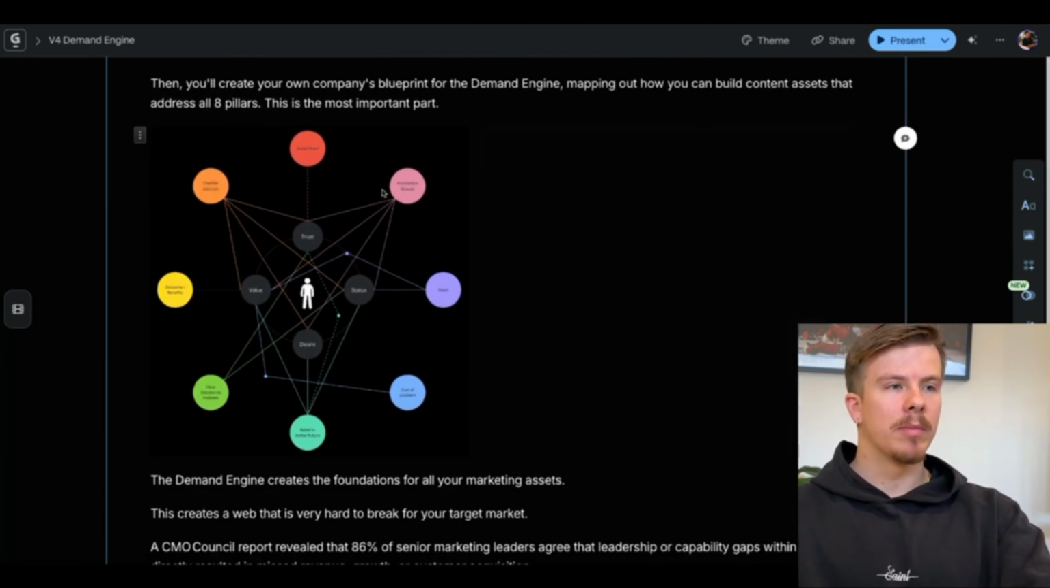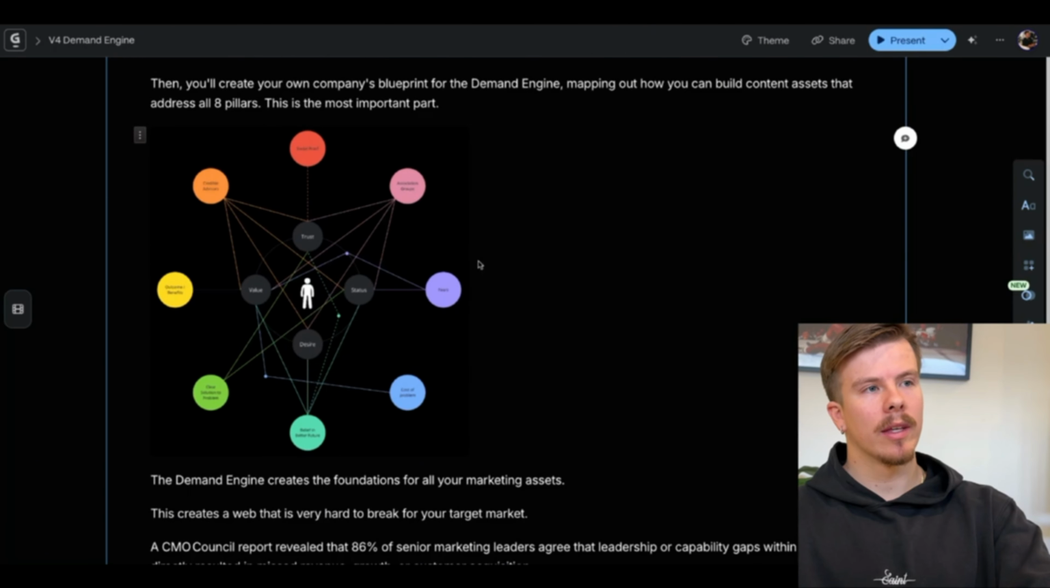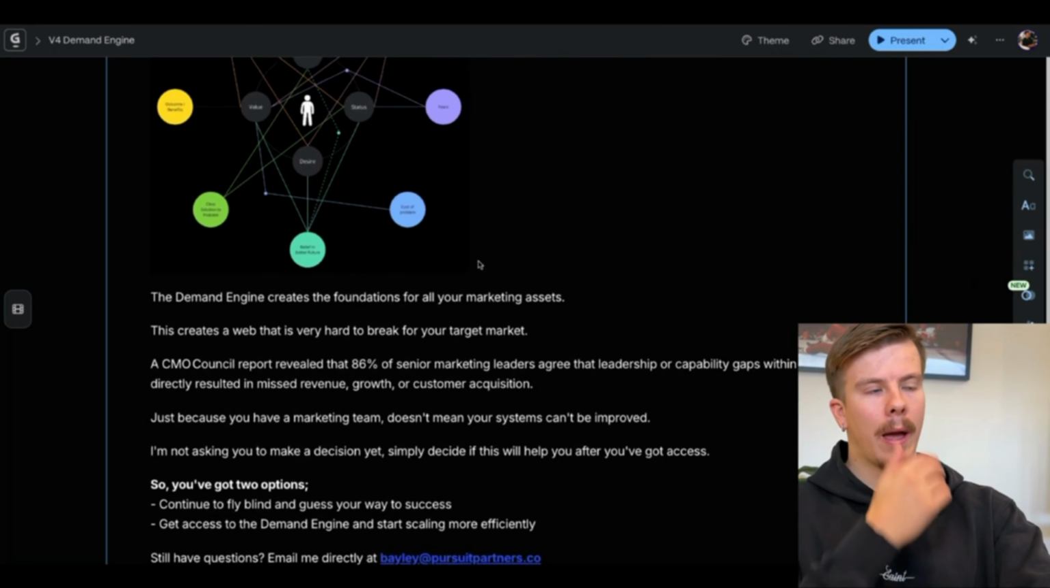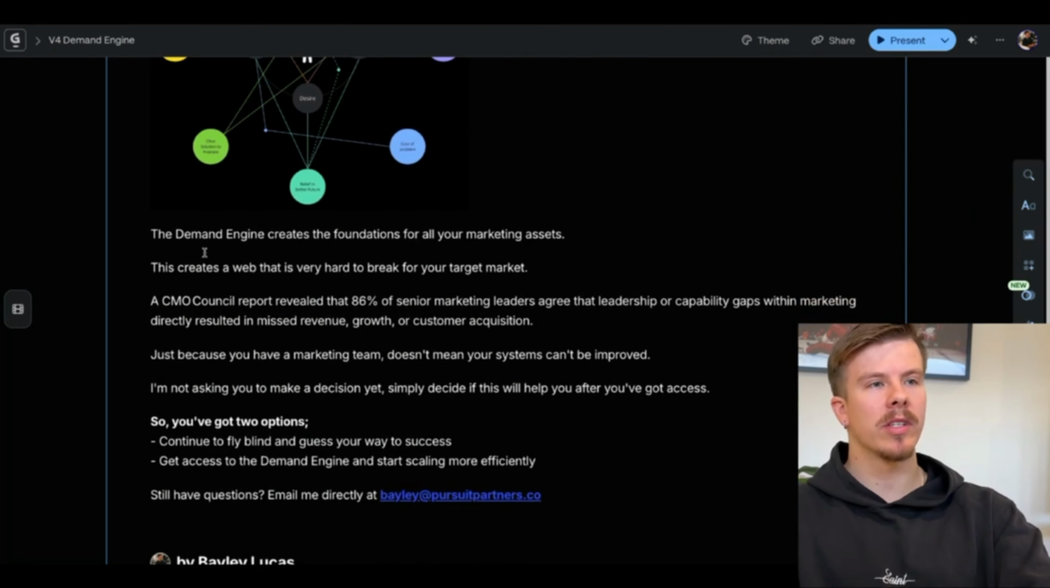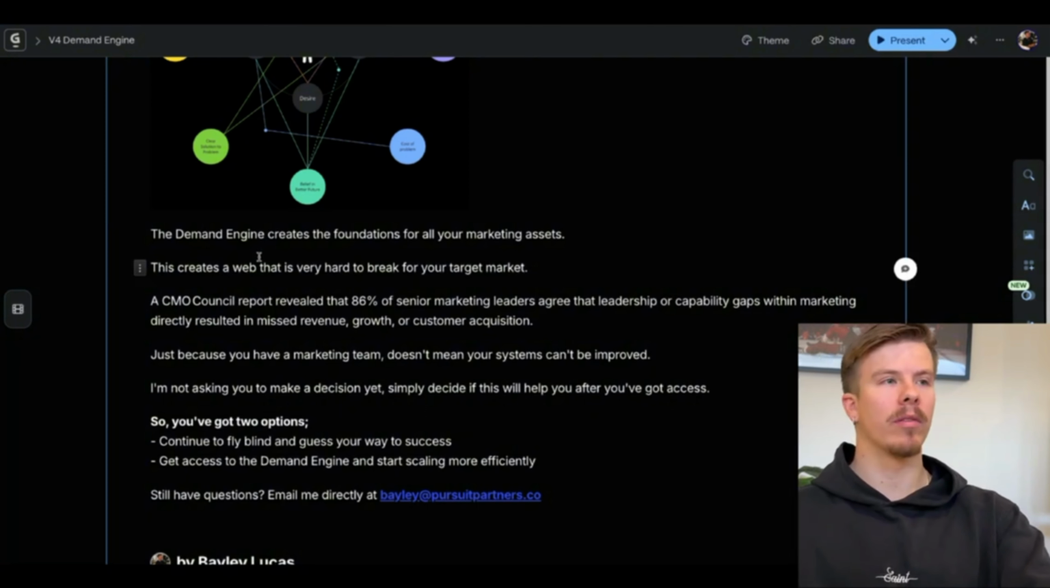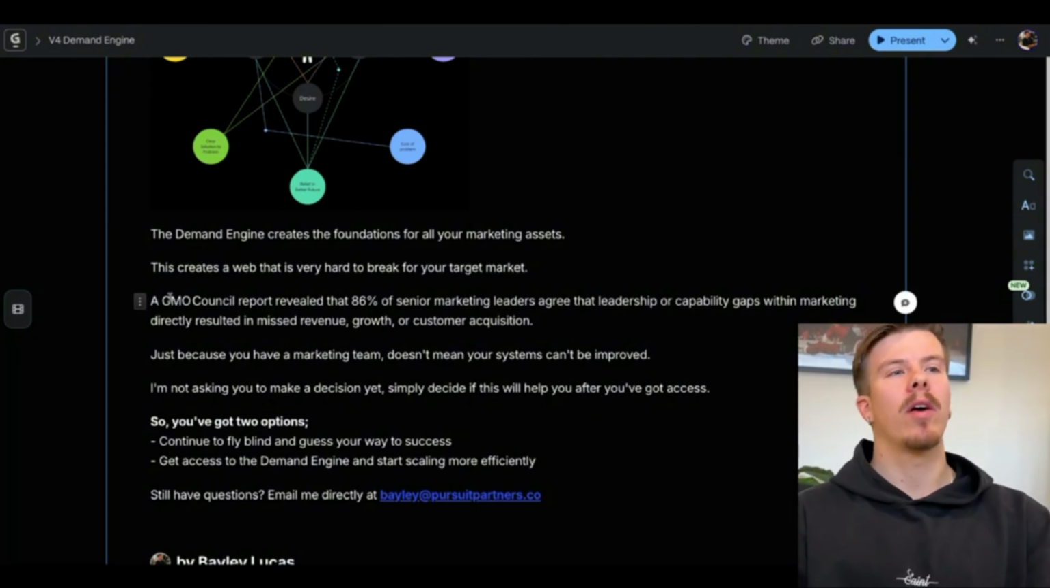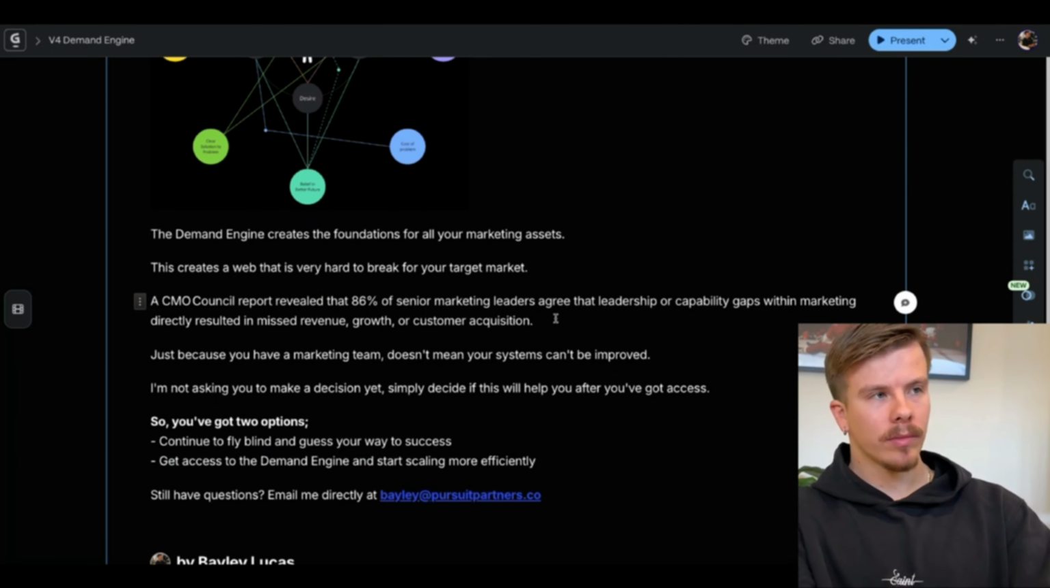Then you'll create your company's blueprint, and it should effectively look like this. This is what we're trying to create, okay? All the details are on the other side of the access. This should be the foundations of all your marketing assets going forward, and it creates a web that's very hard to break for your target market.